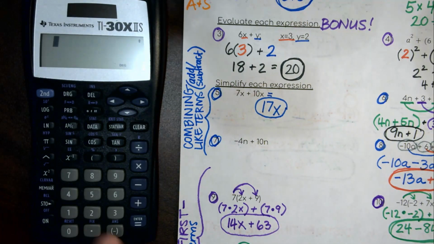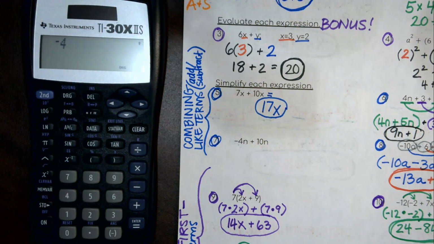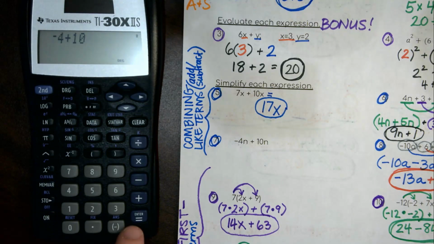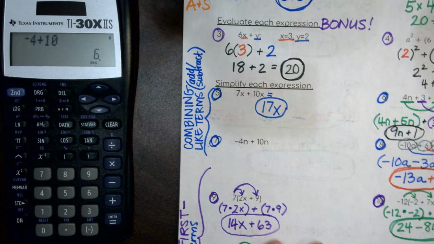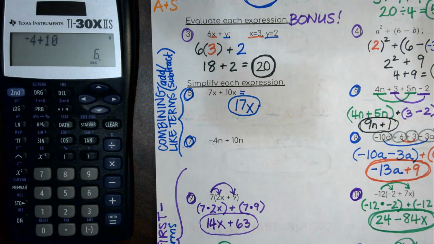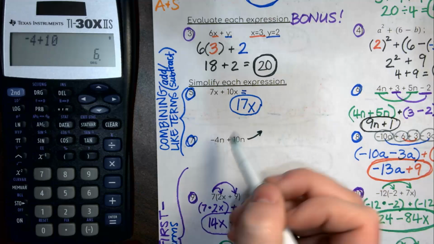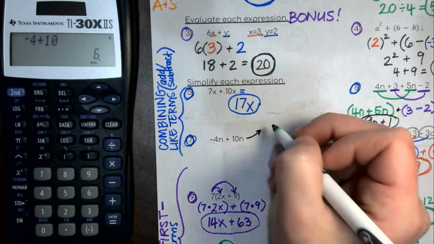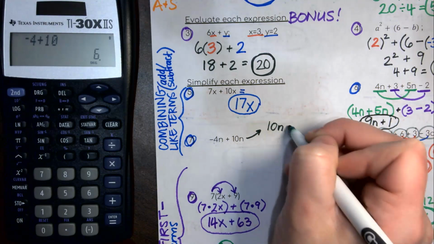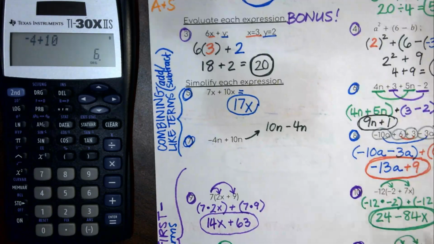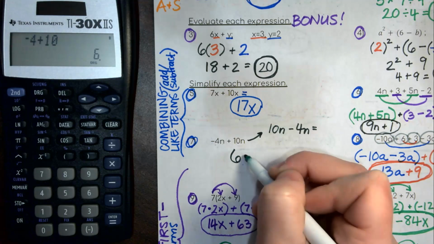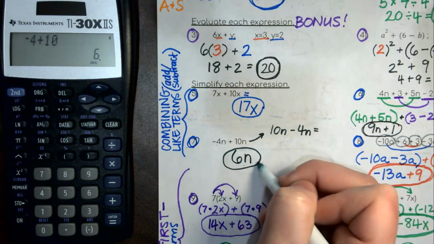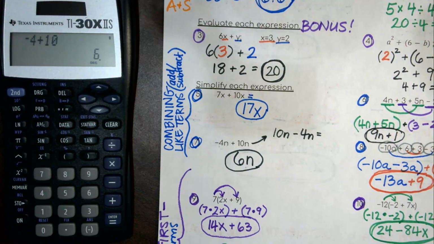So I'm going to show that way first. Remember, our negative is at the bottom right. I could type negative 4 plus 10. What's that going to give me? Positive 6. We could also know, though, that, and I'll write this out to the side, when we add a negative, we're just subtracting. I know that 10n minus 4n is going to also equal the same thing that we got on the calculator, 6n. And that's our answer. That's all we do there, guys.